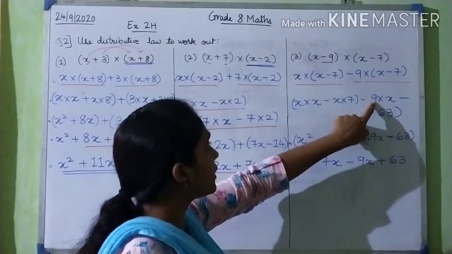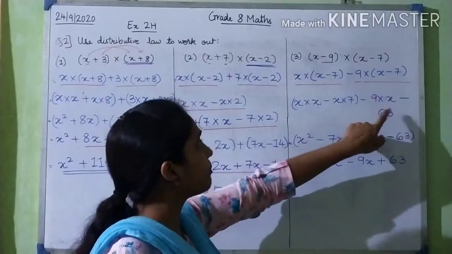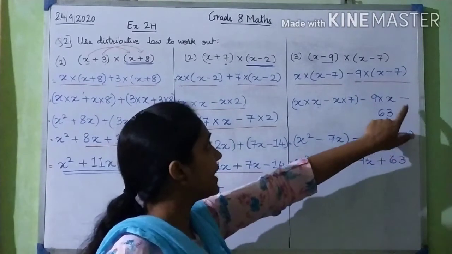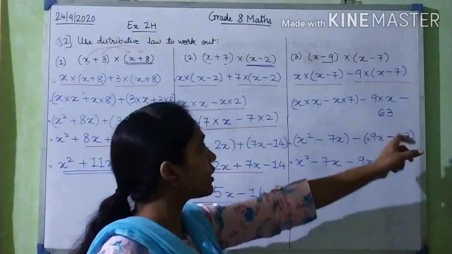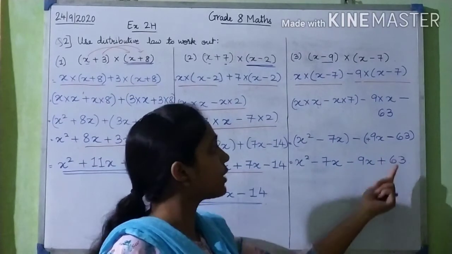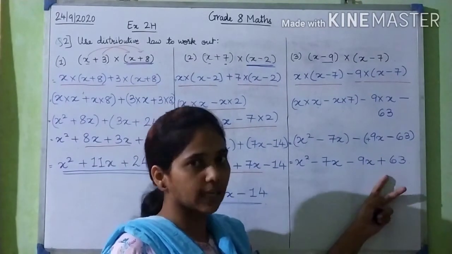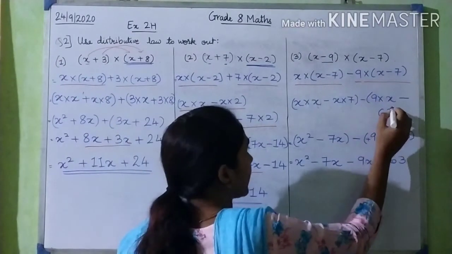Otherwise, what you do? If you don't put this bracket here, you write it as 9 into x and then minus 9 into 7. Like that you write. Okay? Then this becomes minus. This 63 will remain minus only. So you will carry forward that minus 63. But when you solve it, you come to know that the number 63 is having a plus sign in front of it. Okay? So you need to put a bracket.